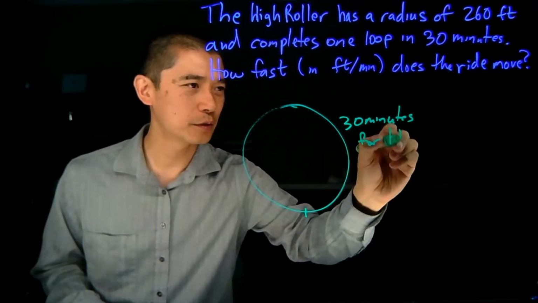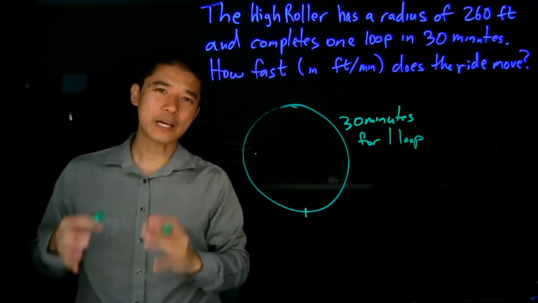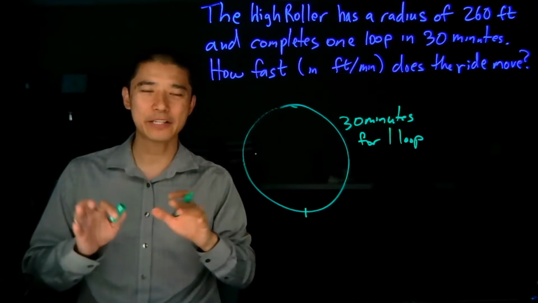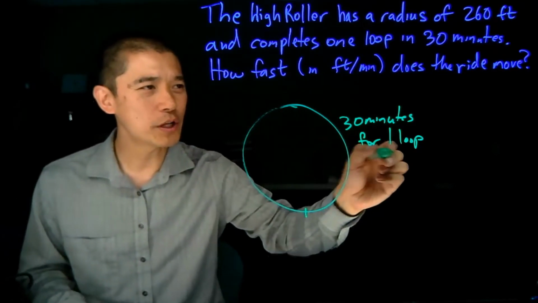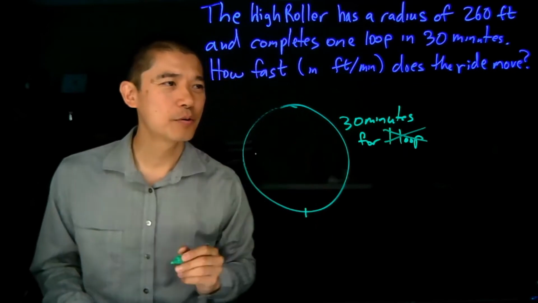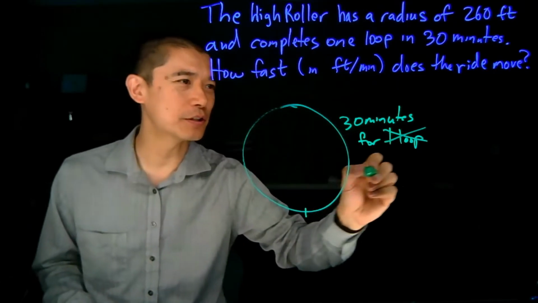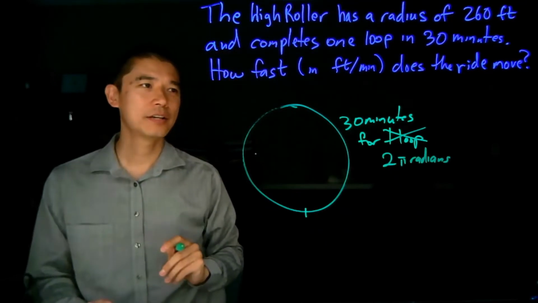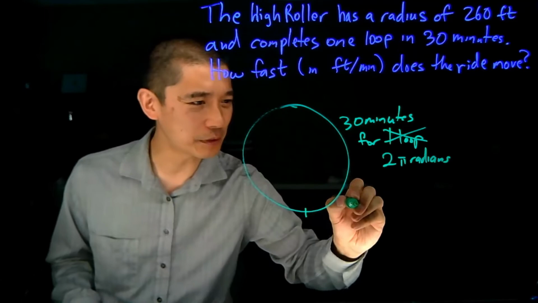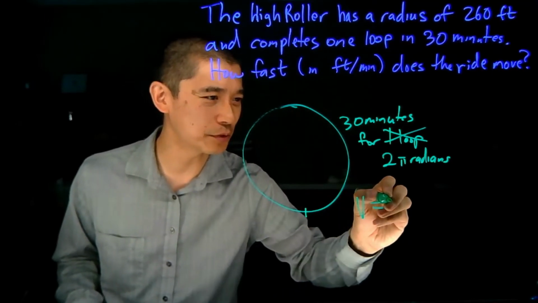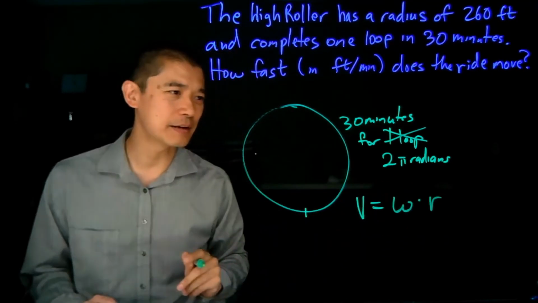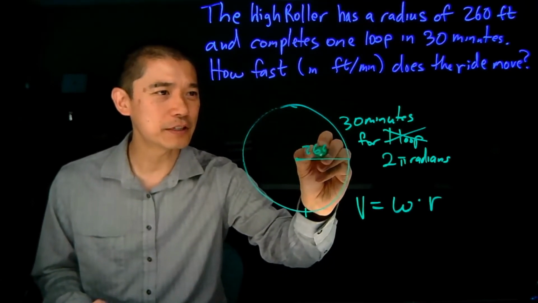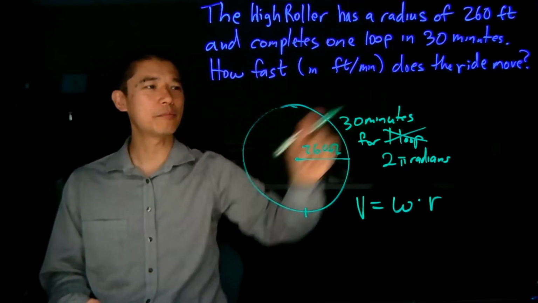Now remember that for these problems, we want to be writing everything in terms of radians because that makes our formulas a lot simpler. So instead of thinking about one loop, we should think about that in radians. Well, one loop, one revolution is going to be 2 pi radians. And once we have this set up, we can think about the formula. Linear velocity is equal to angular velocity times the radius. So the radius we had was 260 feet. That's from the problem right here.